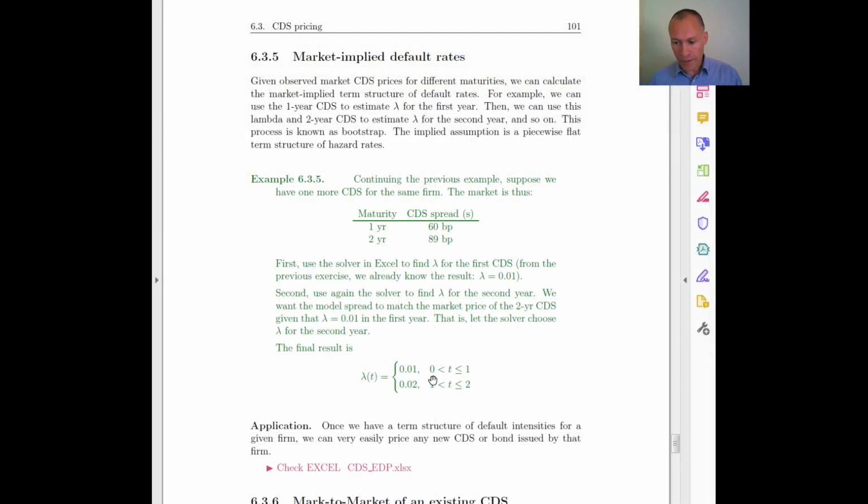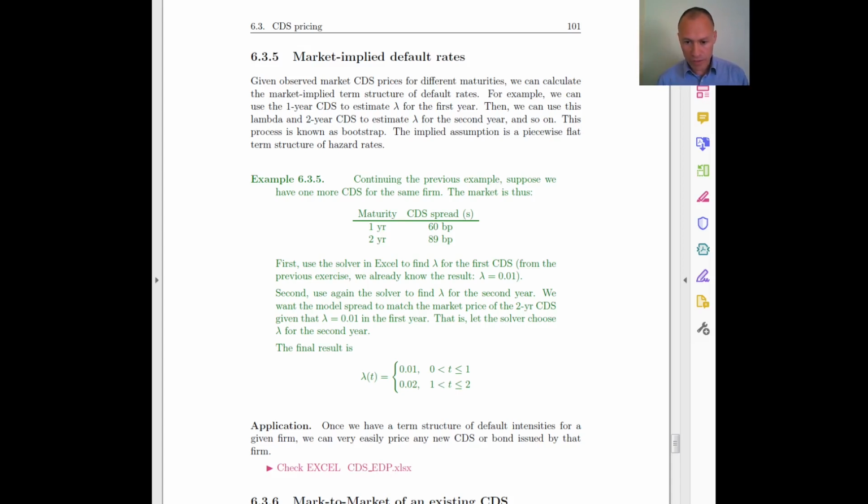we did this, okay? So why do I want to do this? Well, now I have a term structure of default probabilities, or default intensities and default probabilities for this firm, right? So now I can use this information to price any new contract issued by this firm, any new CDS or any new bond issued by this firm. Okay, so that's what we're going to do here. In this example, we're going back to that example we have seen before about the bond issued by this corporation. And now let's apply this new concept.